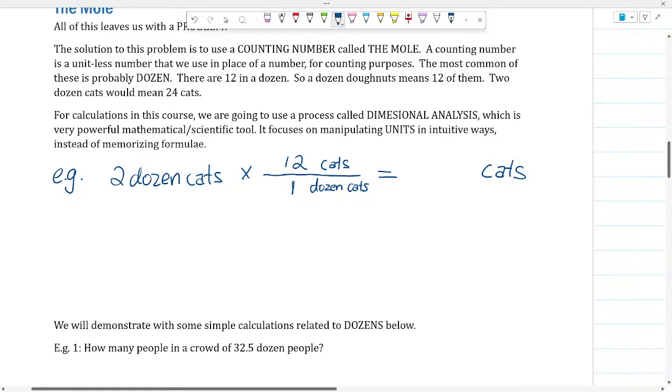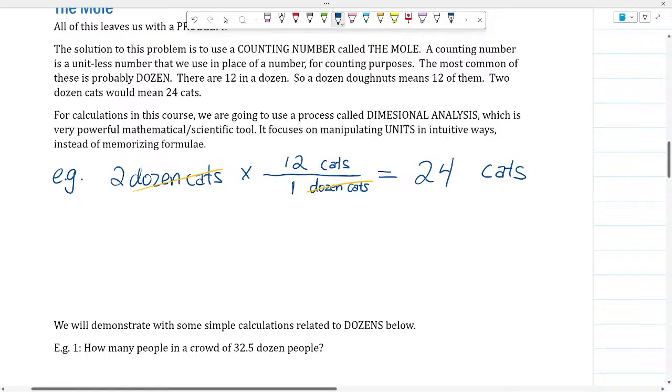Does that make sense? Now, for this example, again, this is way harder than just doing it in your head. Why do all this work? But when we get to examples that have difficult, ugly numbers, this process is going to be very helpful. So now, what can we do with that? Well, we can just do the math. And when we do the math with the numbers first, what is 2 times 12 divided by 1? 2 times 12 is? Divided by 1 is? 24. But we're also, in chemistry, always going to do math with the units. What is dozen cats divided by dozen cats? Well, they cancel, leaving us with cats.